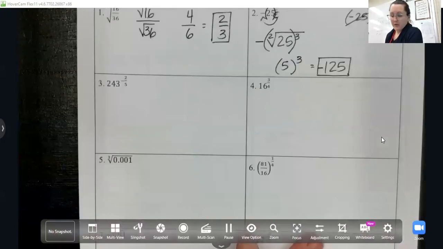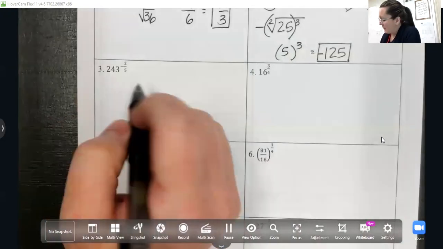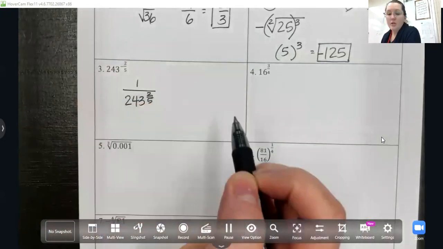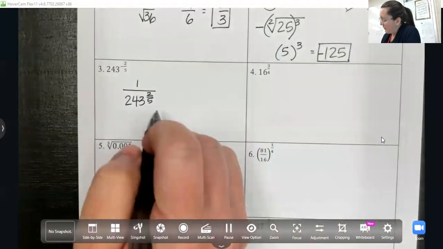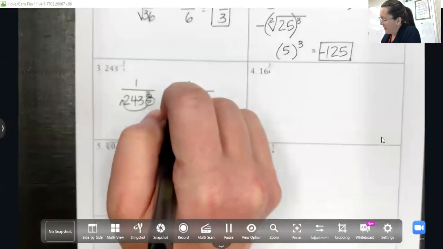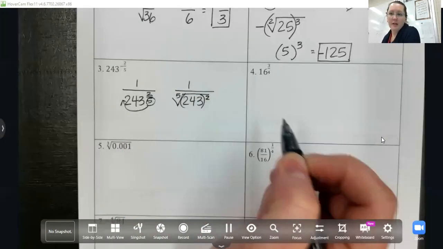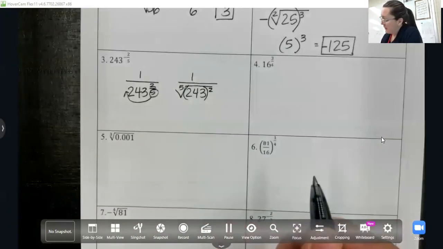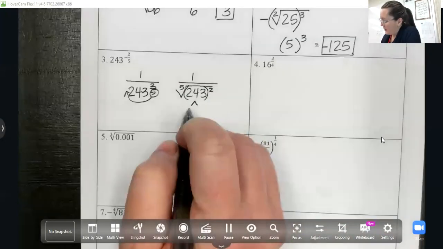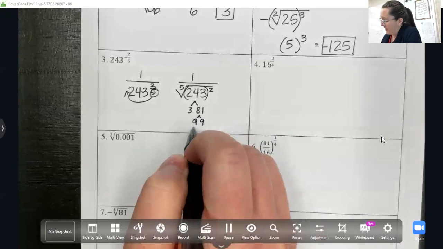All right, so our 243 to the negative 2/5 power, if you have a negative exponent, that means we need to put it in the denominator to make it positive. So we have 243 to the 2/5 power. We're going to write this as a radical. So we have the 5th root of 243 squared. Now this is one of those occurrences where it's like, I don't know what the 5th root of 243 is, but I can break it down into my prime numbers. I do know that 3 goes into 243 81 times. That's convenient, right? This is 9 times 9 and 3 times 3.